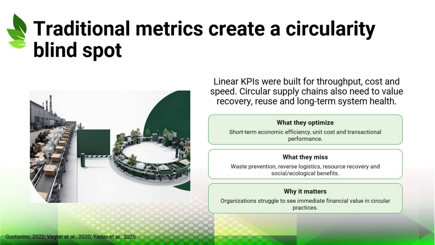As a result, circular initiatives may look unattractive because their benefits are delayed, shared across partners, or expressed in environmental and social terms. The chapter argues that this creates a circularity blind spot. Organizations may be improving real system performance, but if those improvements are invisible to the scorecard, decision makers can underestimate their strategic value. The first managerial task is making those hidden benefits visible.